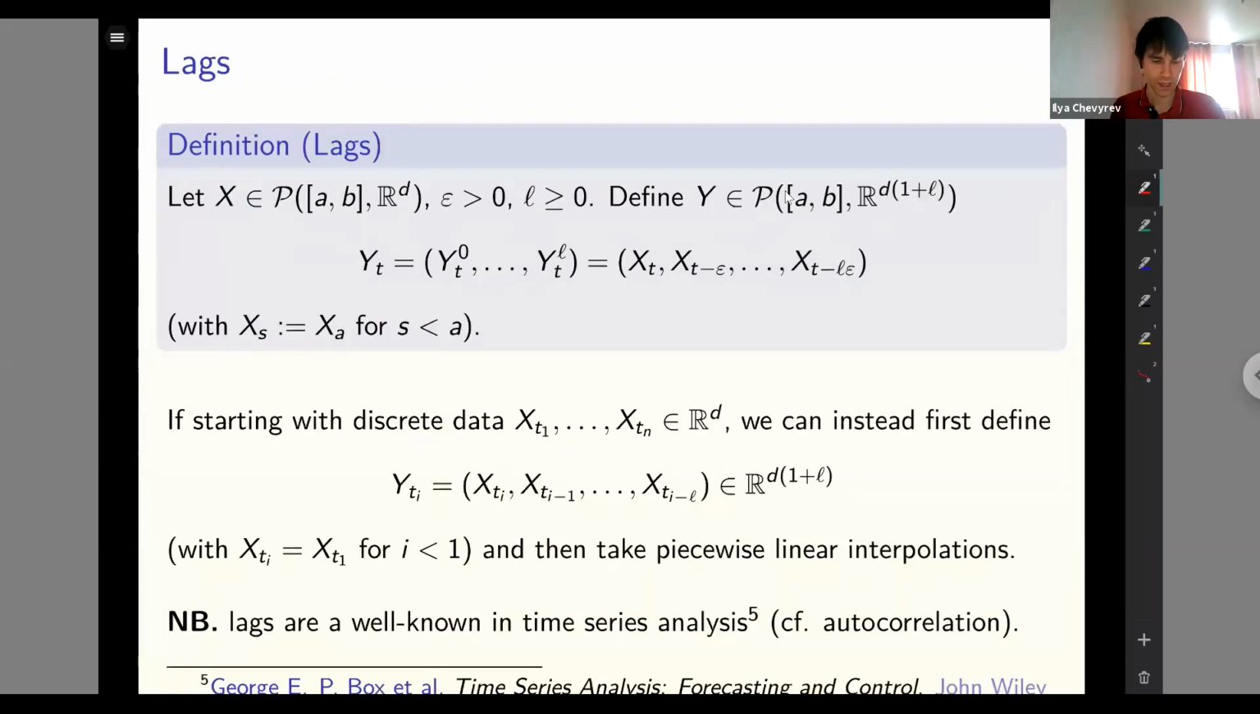Okay, so we looked at the so-called time augmentation method of doing this, and also at adding lags. Adding lags, as I said before, was a classical time series analysis consideration. So I've added a reference here as well.